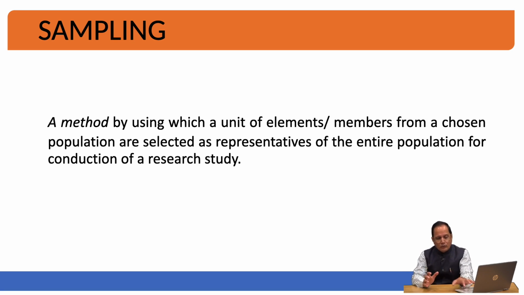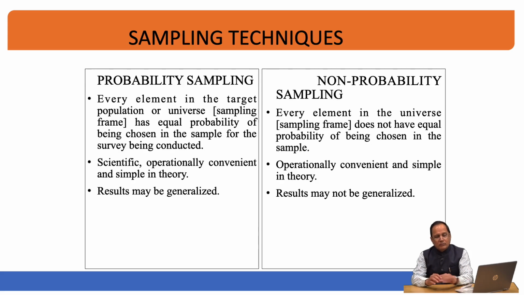So, if we want to take a sample, there should be some technique, and these techniques may be the randomized technique or non-randomized, and it may also be known as the probability sampling or non-probability sampling. Again, in research methodology, randomization is synonym to the probability sampling, whereas non-randomization is synonym to the non-probability sampling.